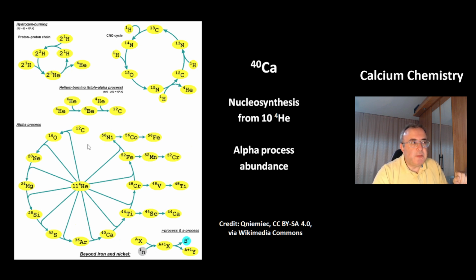They can enter the alpha process of a merger with more helium-4 isotopes. Then you get oxygen, neon, magnesium, silicon, sulfur, argon, and eventually calcium. And this explains why the calcium-40 isotope is so abundant, because it's a direct product of the second most abundant element in the universe. That's the helium isotope 4.